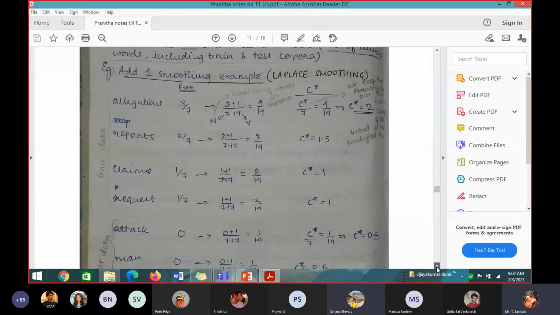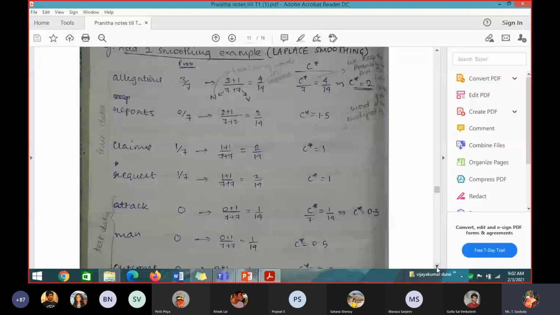So from where do I have to steal some probability mass, and where do I have to give it? From which words do I steal, and to which words do I give? From allegation, report, claim, request, you have to steal, and give to attack, man, outcome. I have to steal something and give something. How much I have to steal, we'll see here using the Laplace transform.